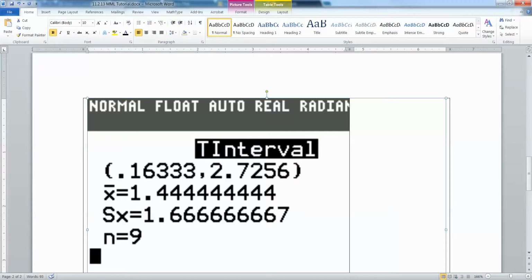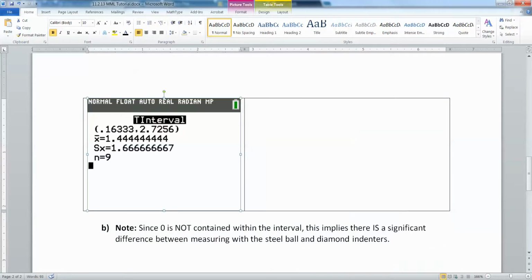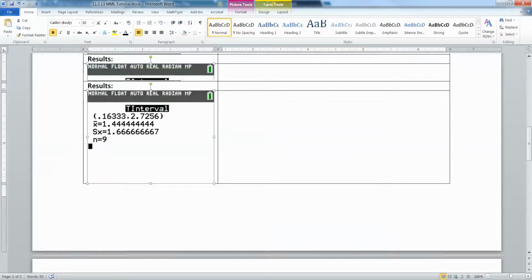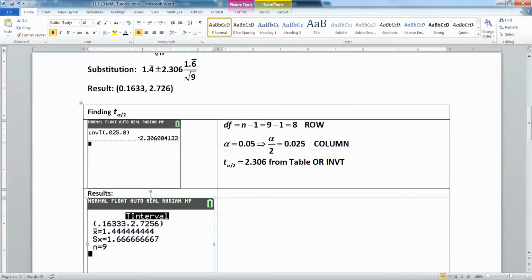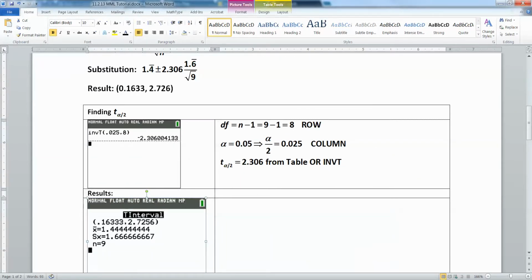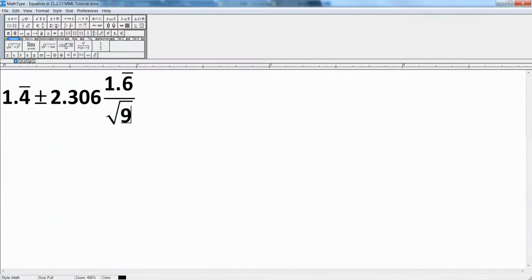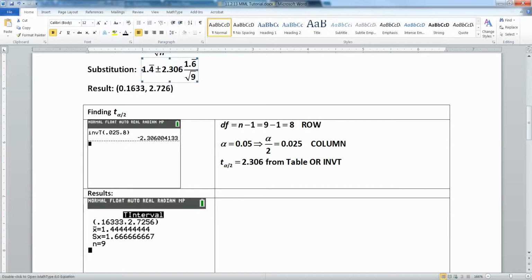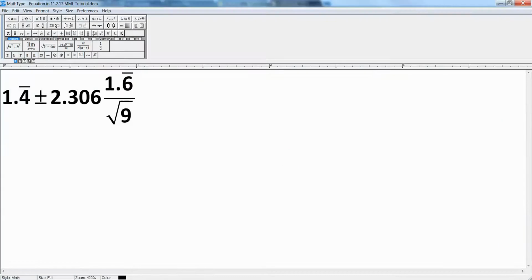Oops, hold on, I gotta make that much smaller. There we go. Okay, so the calculator thinks it's X bar, but we know it's D bar. It's 1.44 repeating. And then we know that SD, that's the standard deviation, is 1.66. And we know the sample size was 9 right there. So we know these two parts and this part from that output. And we also know the result. The result is 0.163 repeating and 2.7256.